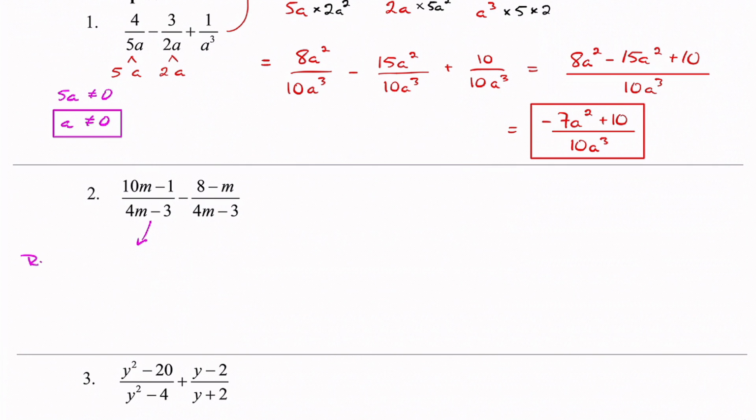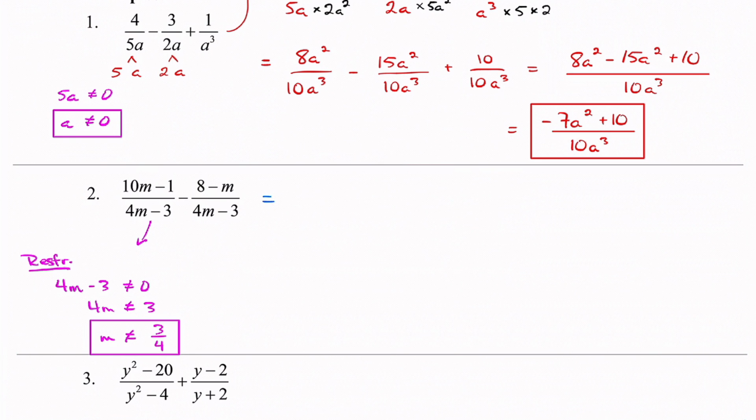So my restrictions, I'm going to have to take 4m minus 3 and say that cannot equal 0. So add 3 to both sides. You'll get 4m cannot equal 3. And then divide both sides by 4. You'll get m cannot equal 3 over 4. So our restrictions are done. We can go up and start to work on the question.